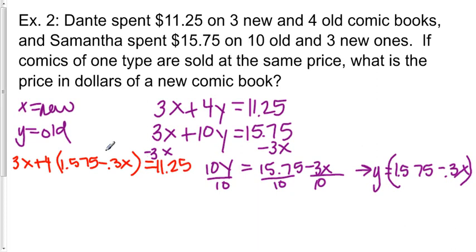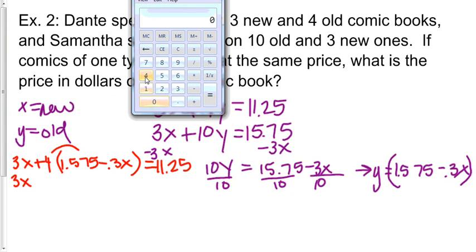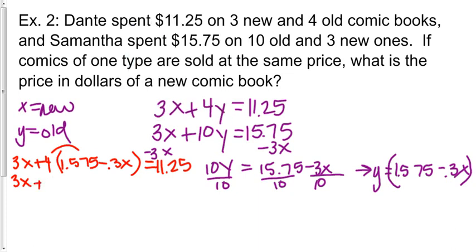11.25. There we go. Now we have an equation with x in it, and we can go ahead and solve for x, which will actually give us the answer. x represents the price of a new comic book, so that's what we want to find out. Okay, so distributing 3x plus, I'm going to be lazy and grab my calculator here. I need to do 4 times 1.575, and I get 6.3. So I have 3x plus 6.3 minus 1.2x equals 11.25.